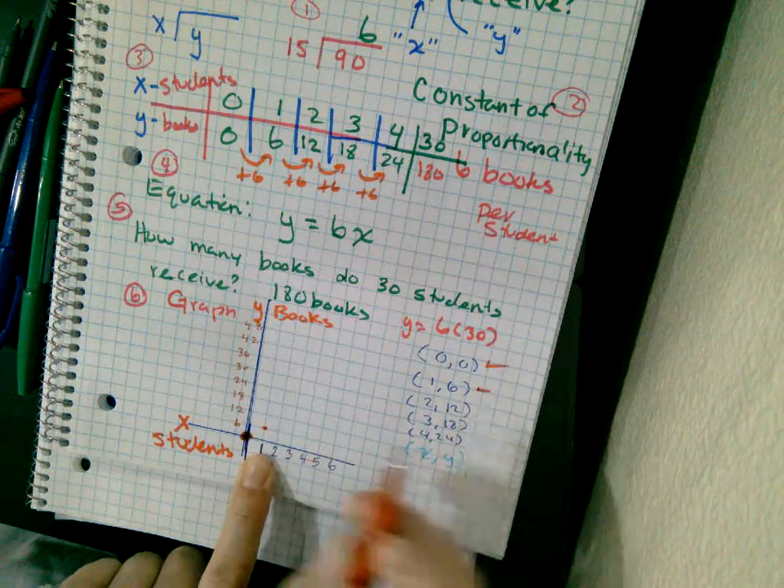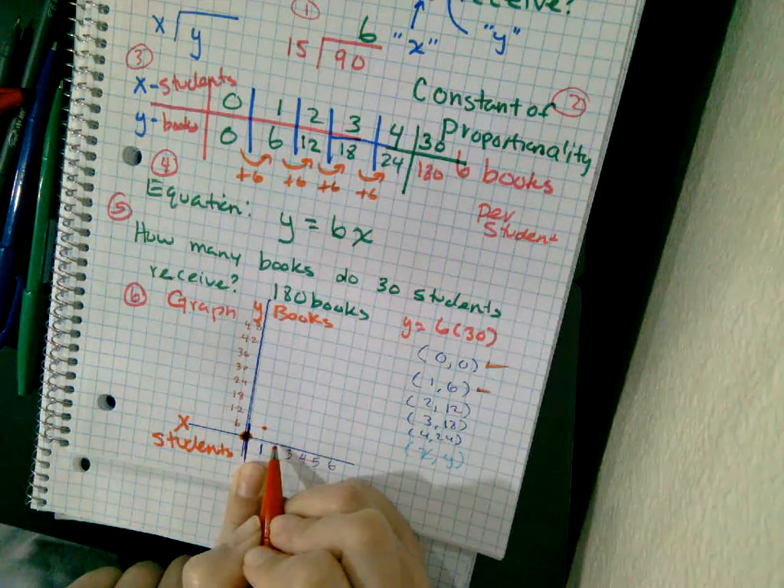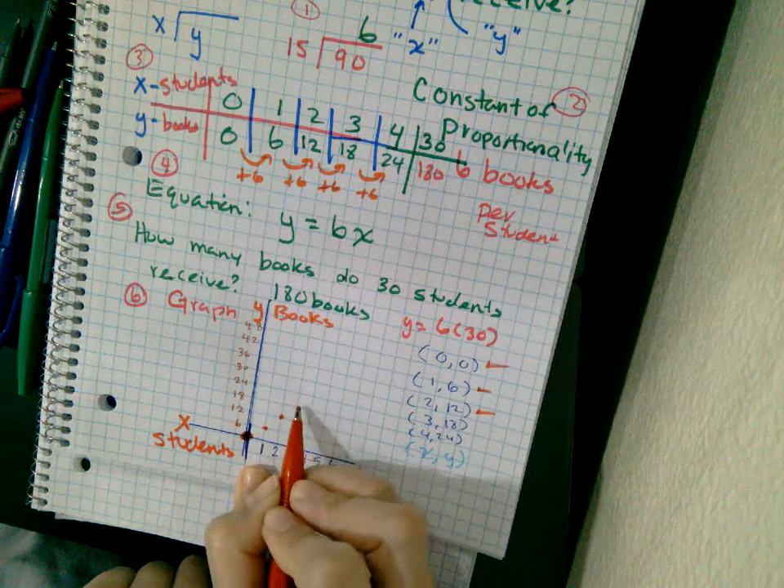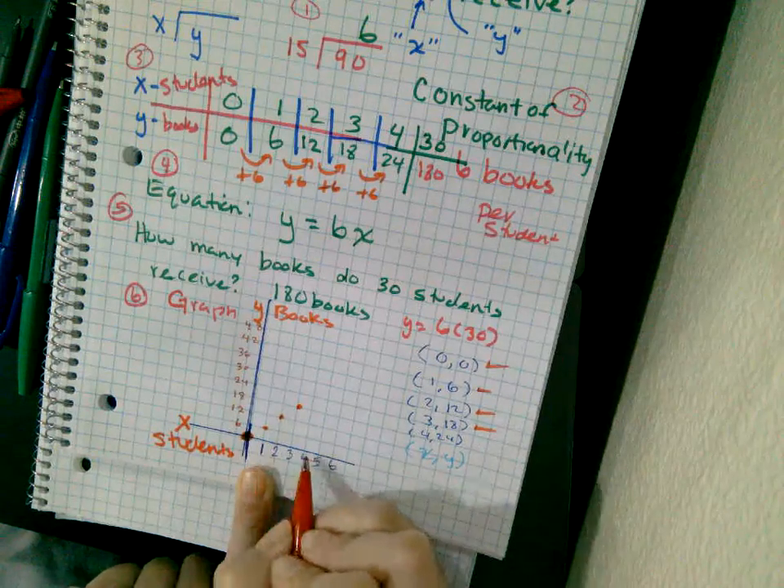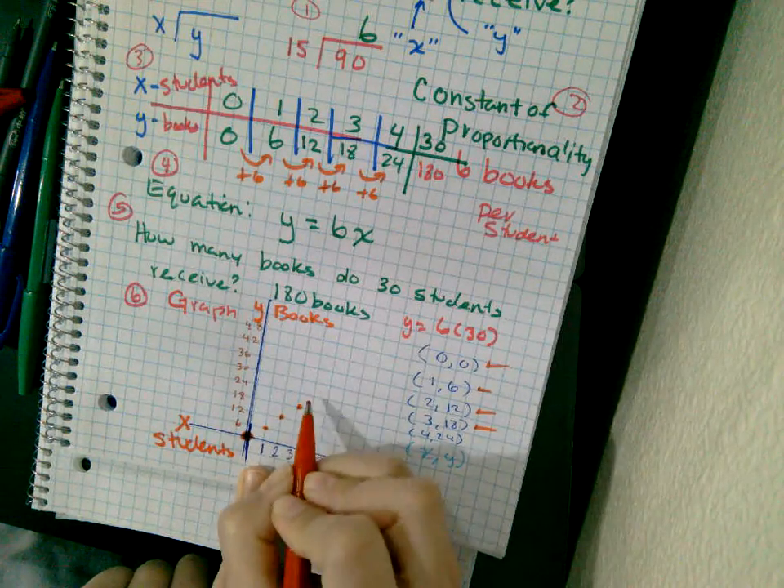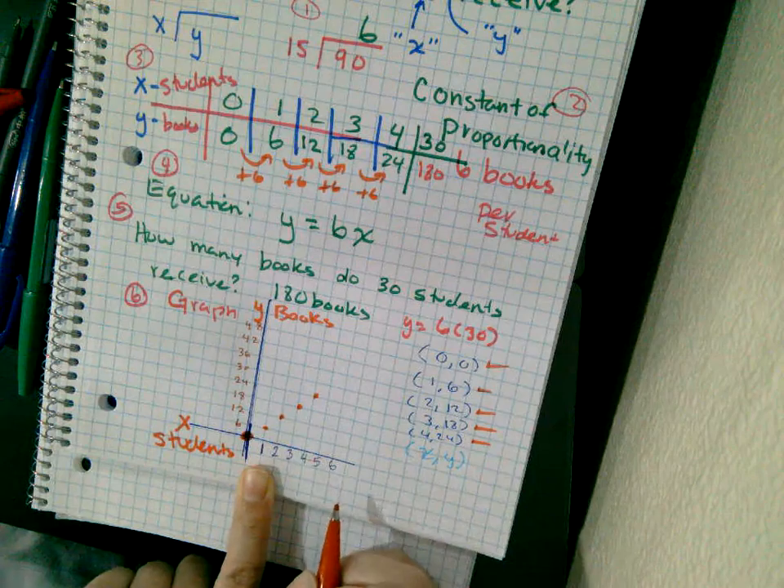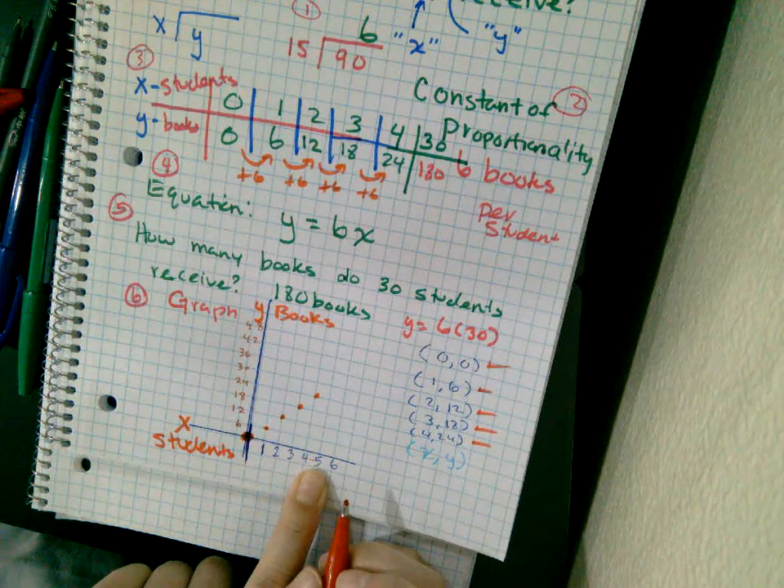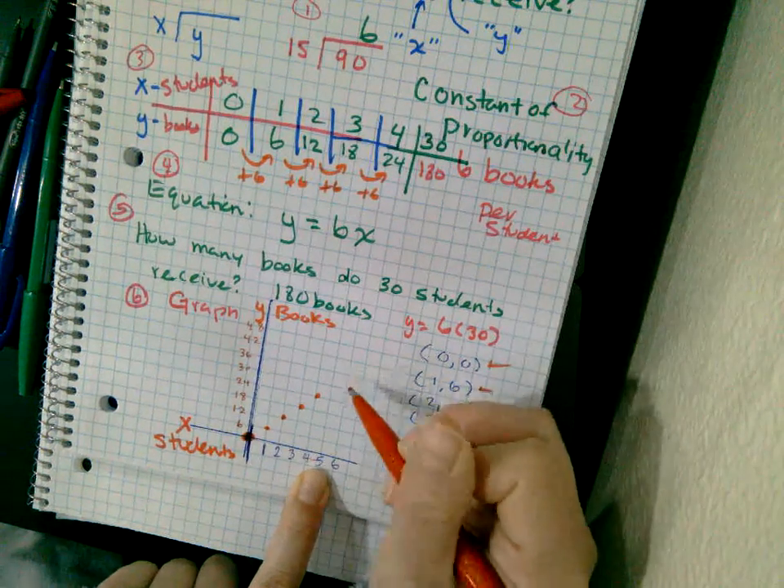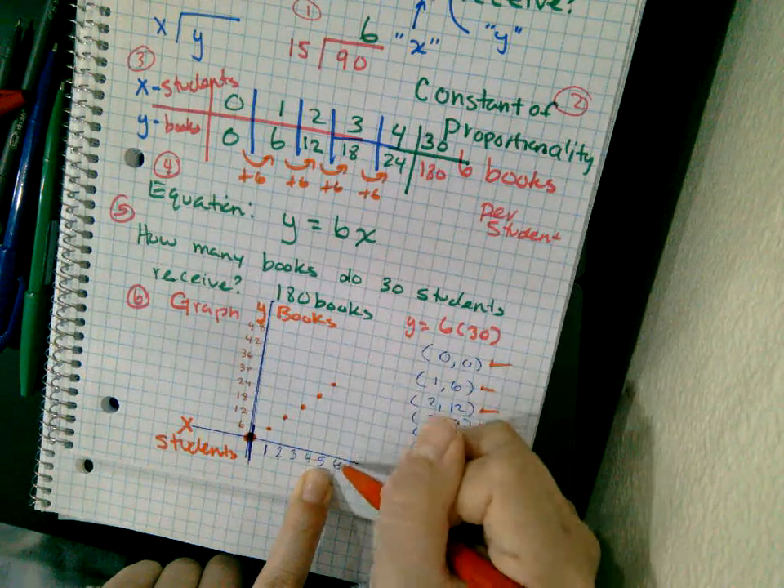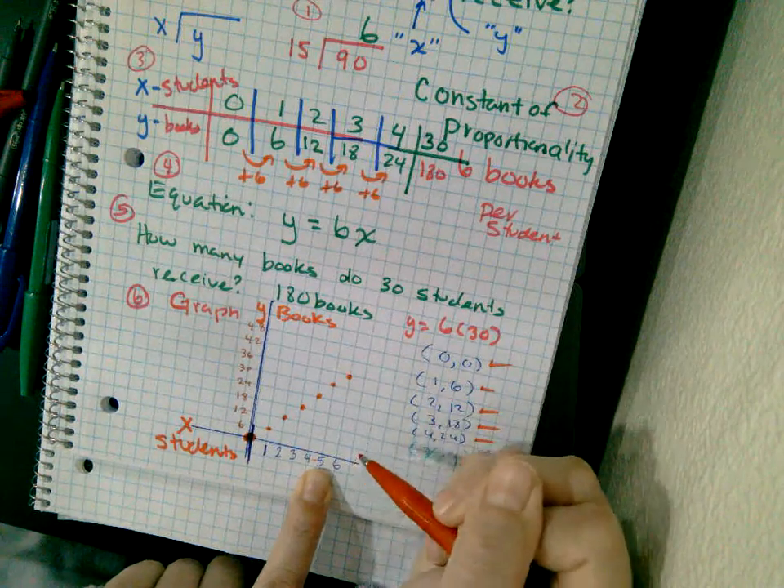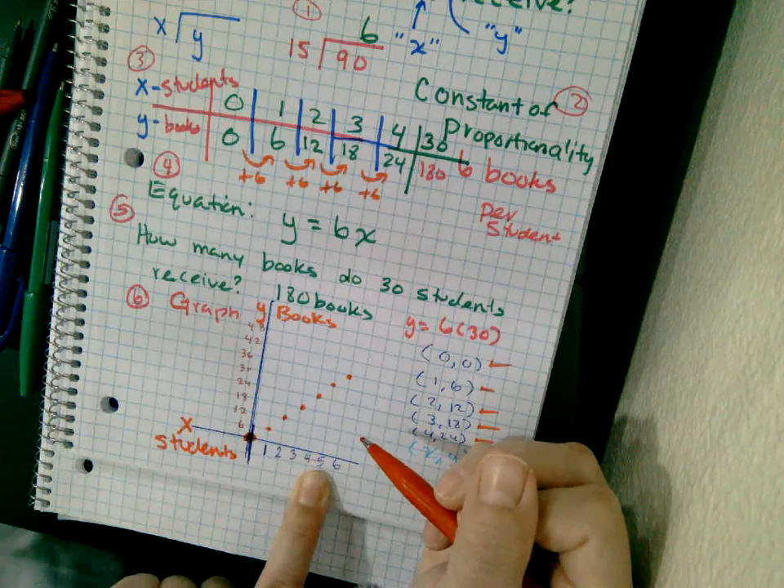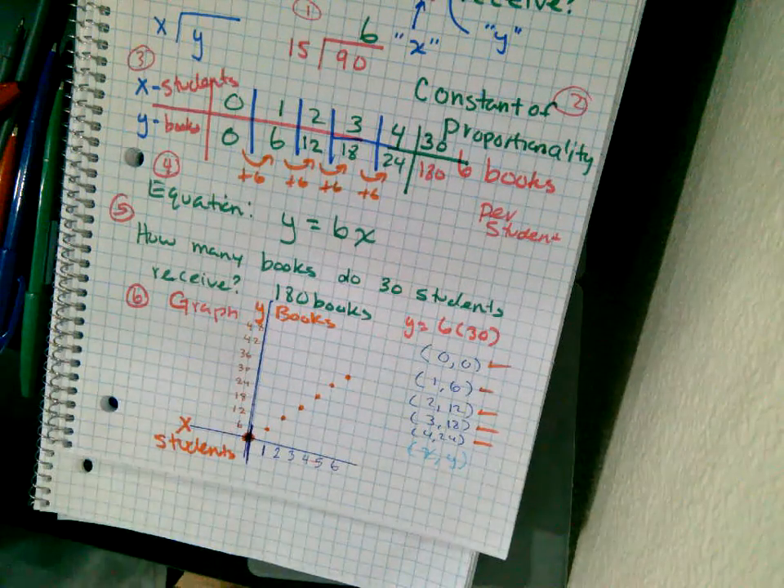Next point, 2, 12. 3, 18. 4, 24. What would 5 be? 5 would be 30. 6 would be 36. Do you guys see the pattern? What are we always going up by? 6.